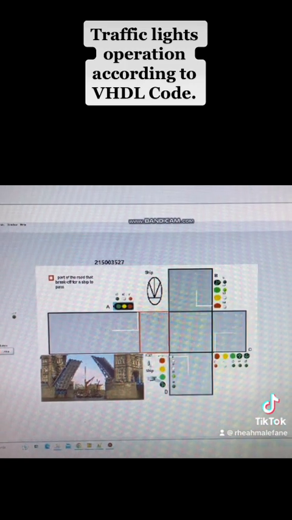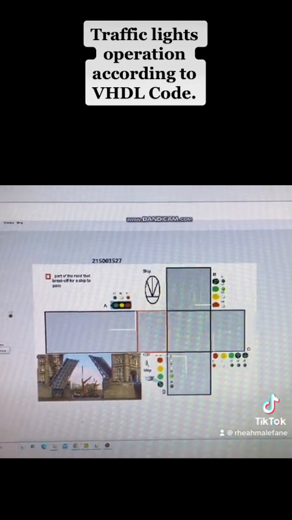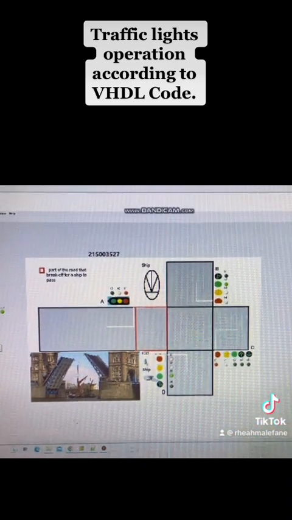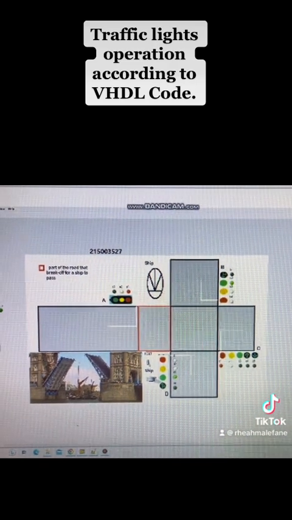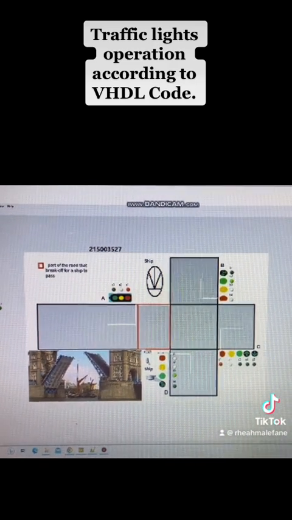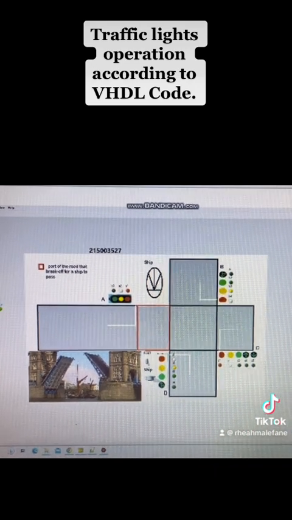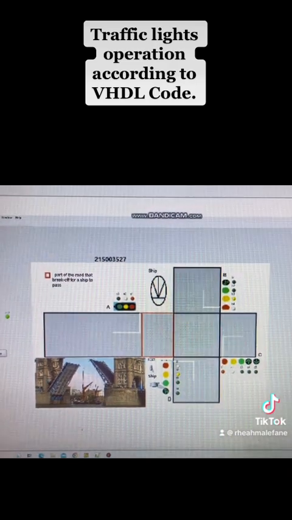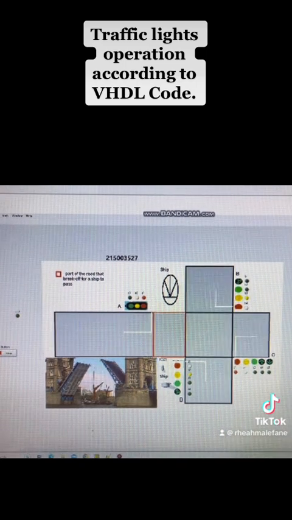As you can see here from our operation, when B2 and D3 are high, A1 and C1 are also high for 4 minutes, and that is when the ship is not there. And then in the next state, B3 and D2 are high while A1 and C1 are still high.